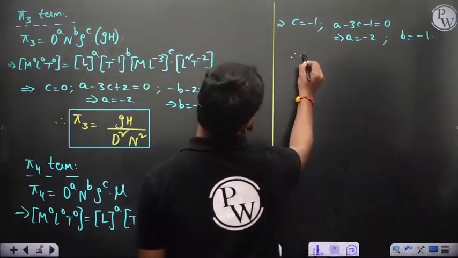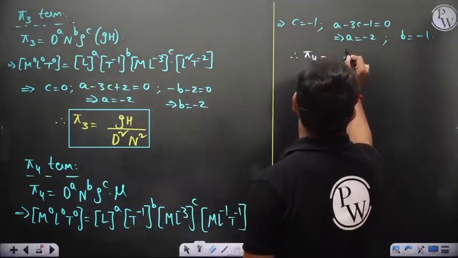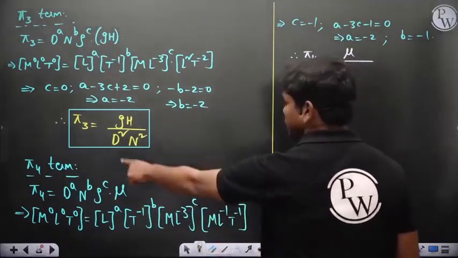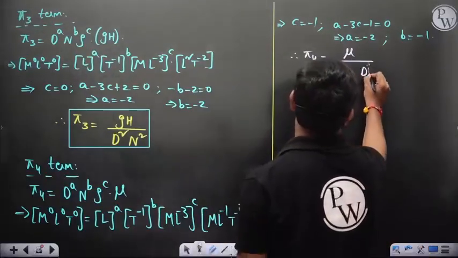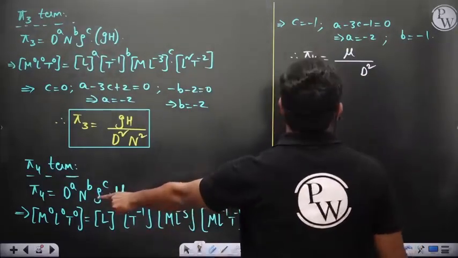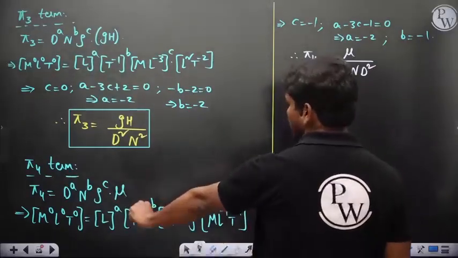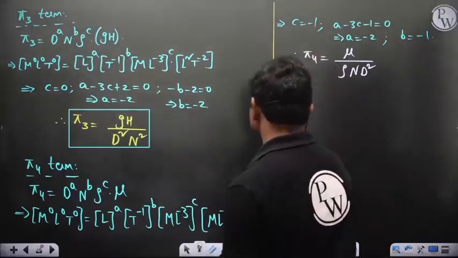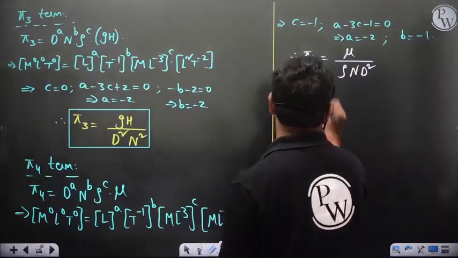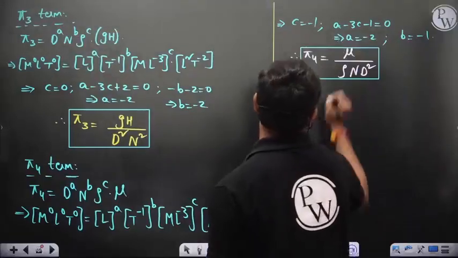Therefore pi 4 is equal to, let's see, mu by then d power a, so a is minus 2, so there is d square, n power b, so b is minus 1, so there is n, and we have c power minus 1, so this is rho. So pi 4 is mu by rho n d square actually here. Okay, so this is the fourth pi term.